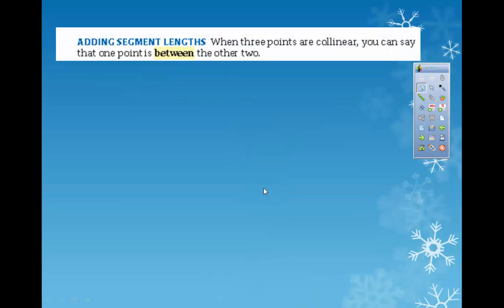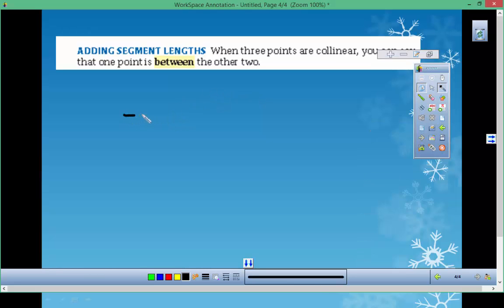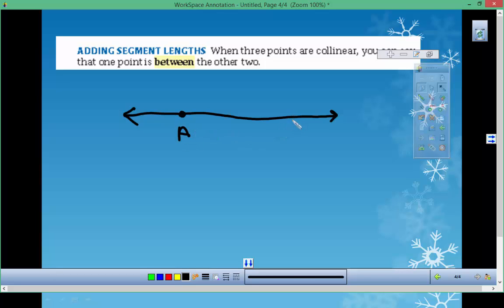Some problems in this homework, it's pretty easy. One of the things we need to realize when we're going to be adding or subtracting is whether a point is between the other two. So this idea here, between. So if you have a line, imagine my line is straight. If A is here and B is here, then this point C right here, we would say is between the other two.